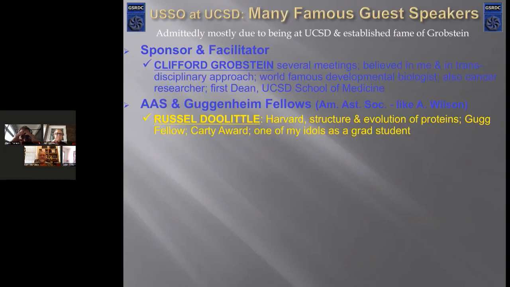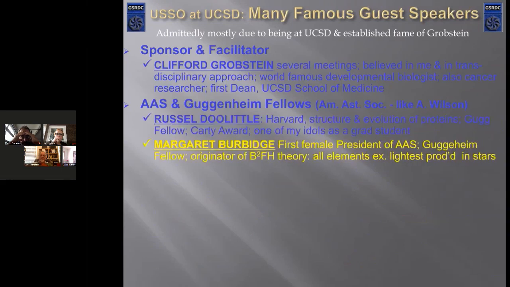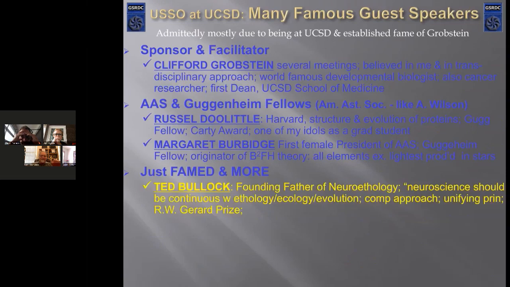Russell Doolittle graduated from Harvard. He did the structure and evolution of proteins I mentioned before. He was a Guggenheim Fellow and a Carty Award winner. He was one of my idols as a graduate student, I think I mentioned. And Margaret Burbidge was the first female president of the American Astronomical Society, and a Guggenheim Fellow too. So see, this was a small circle of very famous people.